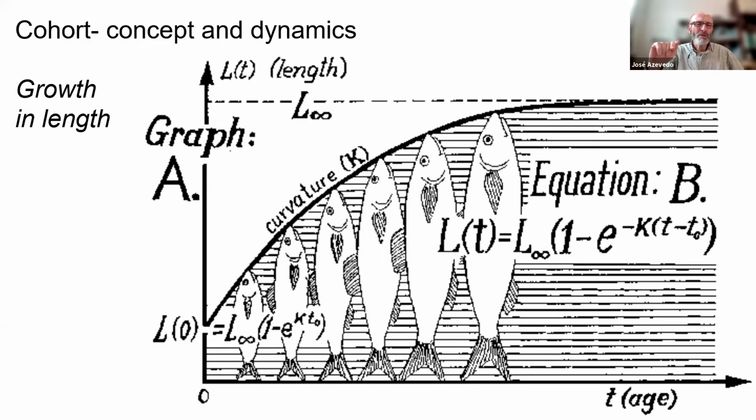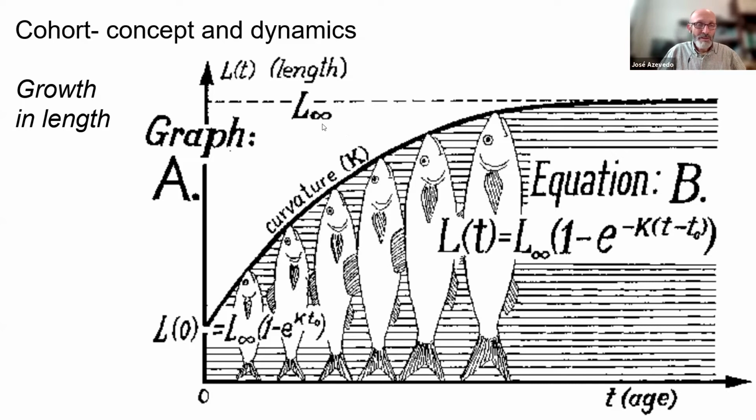as fish approach a certain size, and that size is L infinity, represented here. L infinity changes with species, certainly, but also changes for the same species depending on the place where the animals live. For instance, temperature is a major factor influencing L infinity, and fish that live in colder waters tend to grow slower and reach higher sizes, bigger sizes.